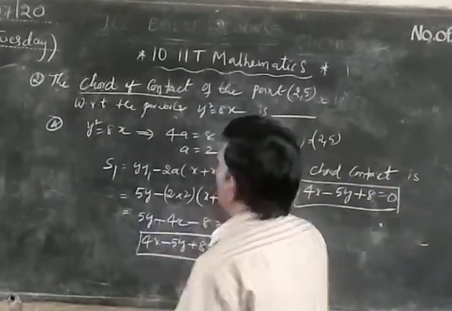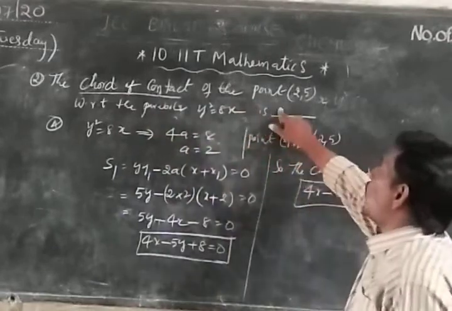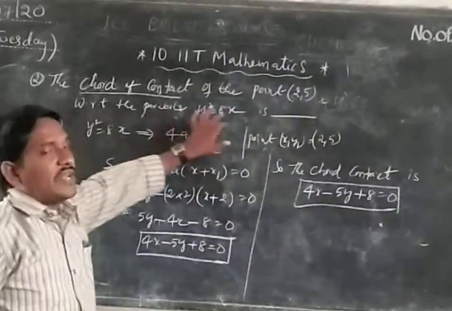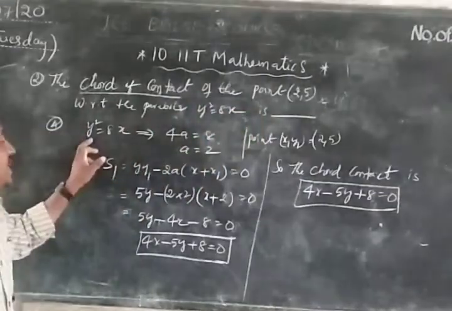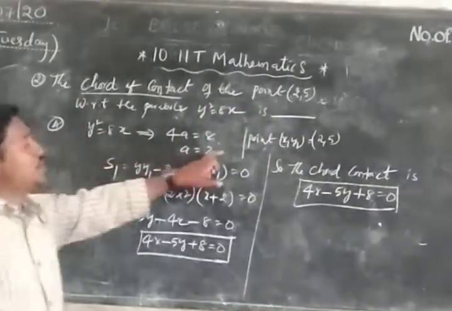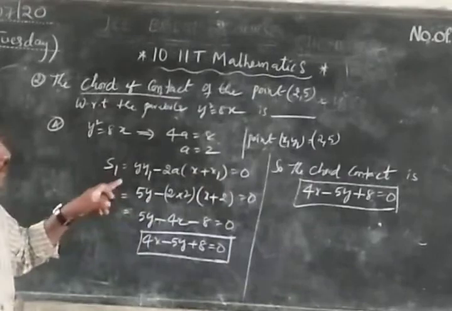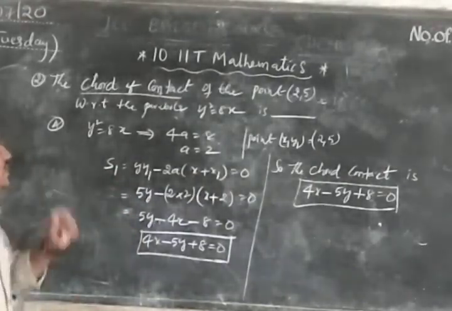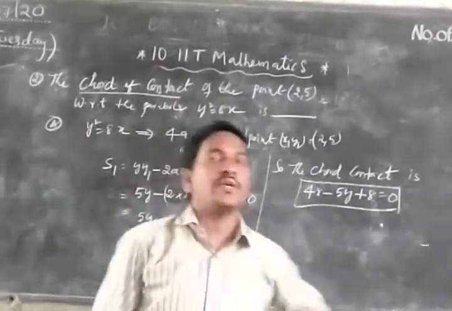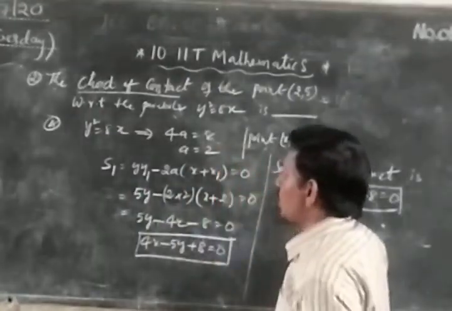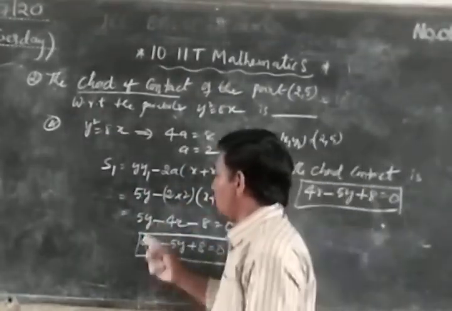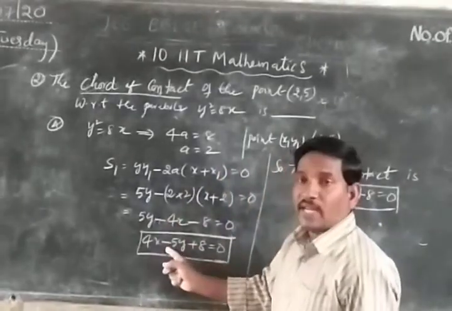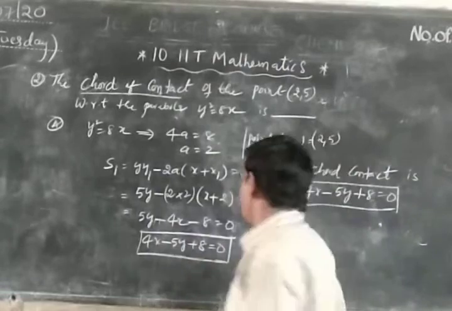Okay, once more: the chord of contact of the point 2 comma 5 with respect to the parabola y square is equal to 8x. From y square is equal to 8x, a equal to 2. So we know the chord of contact, which we already proved in the theorem, S1 equal to y y1 minus 2a into x plus x1. Substitute y1 and x1 values in that. We got 5y minus 4x minus 8 equal to 0, so 4x minus 5y plus 8 equal to 0.